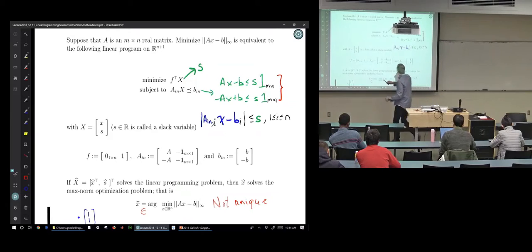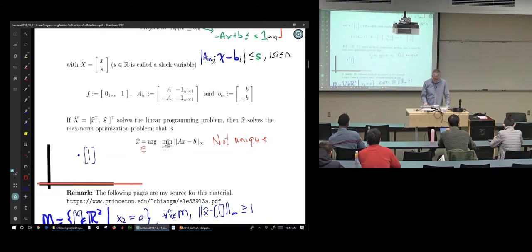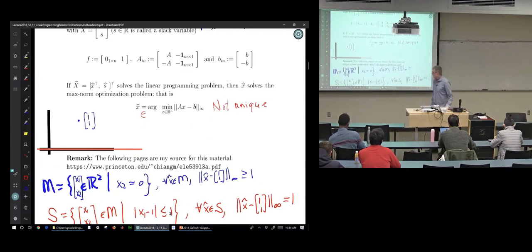And so for f transpose x, you append one slack variable. f transpose, forget about x, you just minimize s. And then A and B in your inequalities is just writing down this equation, and its negative. You get the absolute value. And once again, the answer is not unique. So this should be element of, not equal to.